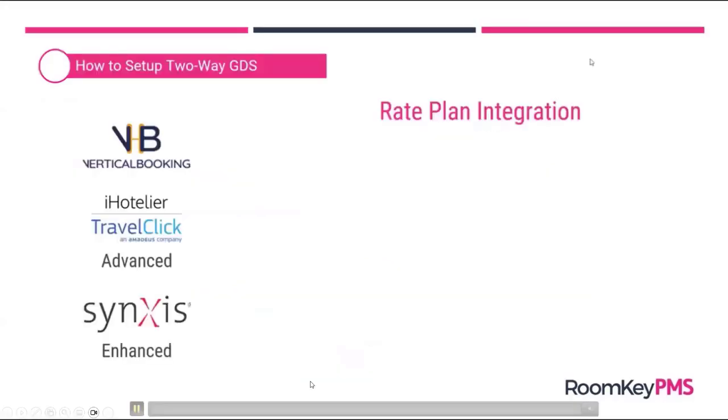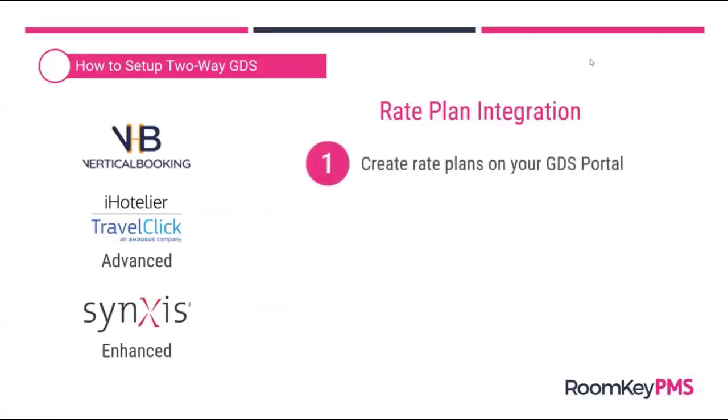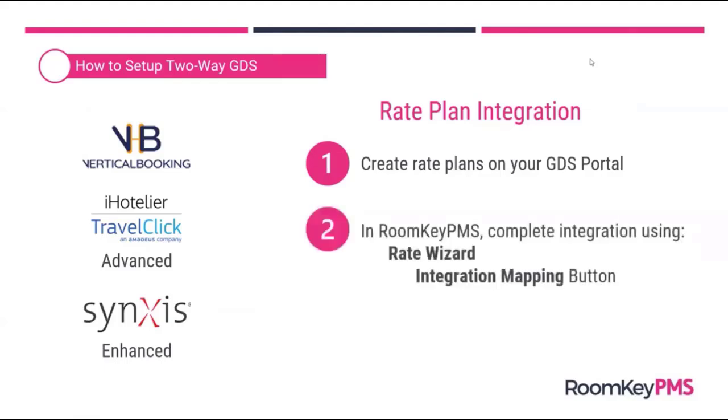This is also the same process regardless of the type of connectivity partner you're using. Your first step will be to create your rate plans in your GDS portal. And again, that'll be part of your initial account setup when you sign up with one of these connectivity partners. Once you've created your rate plans on your GDS portal, the next thing you'll do is in Roomkey, you'll complete the integration using the Rate Wizard.